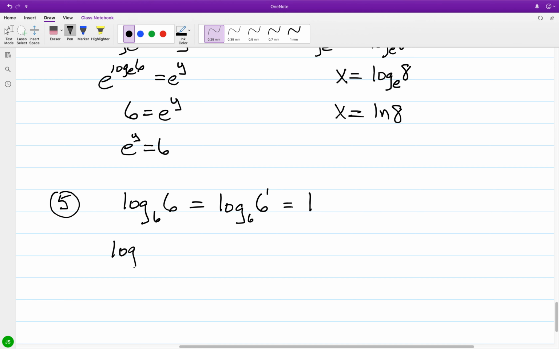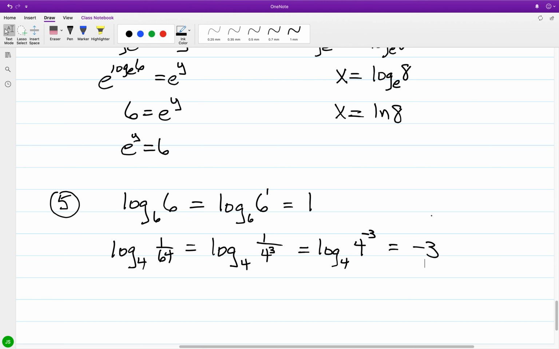Now, for the base 4 logarithm of 1/64th, I can write 1/64th in terms of the exponential base 4. Right now I have 1/64th, and 64 is 4 to the third, but 1/64th is going to be the reciprocal of 4 to the third. And the reciprocal of 4 to the third, 1 over 4 cubed, becomes 4 to the negative 3. So we have the base 4 logarithm of 4 to the negative 3. And with the exponential and logarithmic bases going out, the result is negative 3.